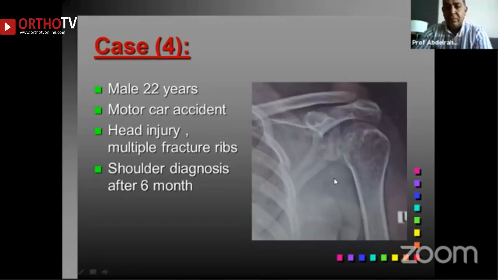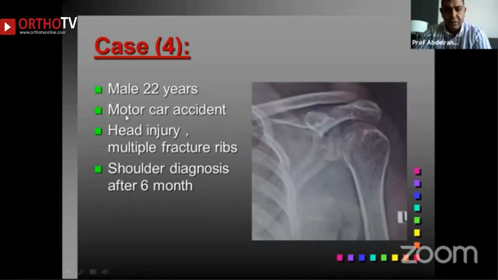In the AP view, you will see the head is fixed in internal rotation, and mostly it is high up in the glenoid, and we see the trough sign. This fracture line, we see it in the head of the humerus.